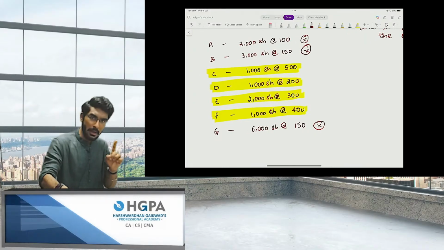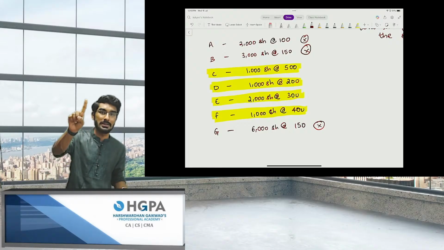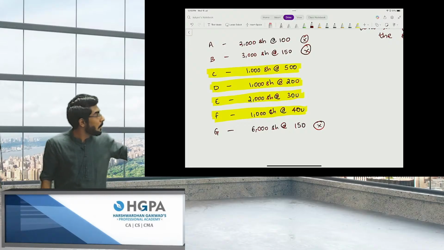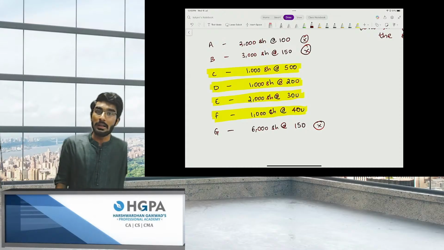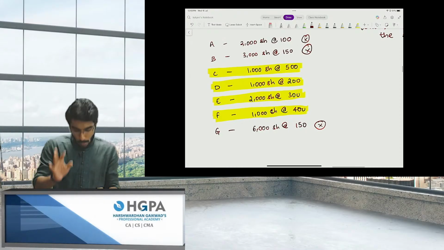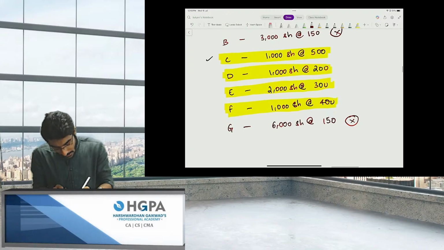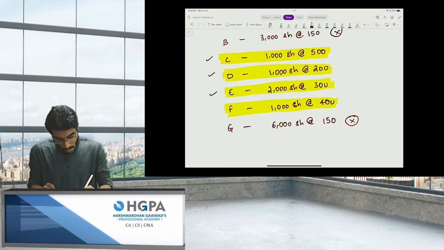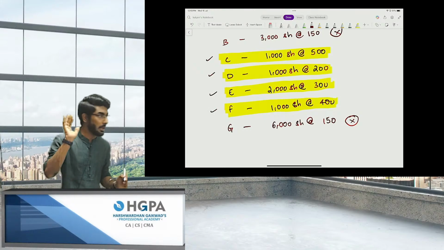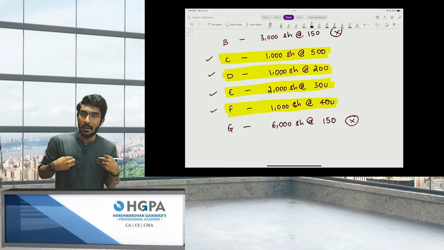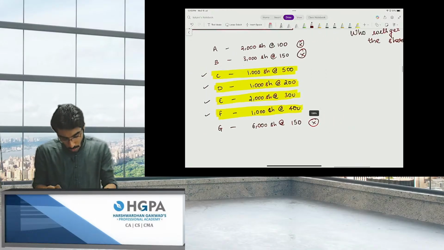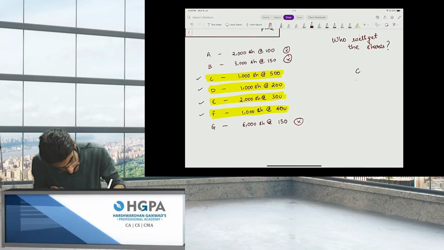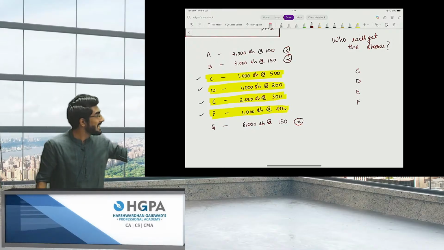But over here, people, tell me, maximum price was quoted by C. After that, maximum price was quoted by F. And then maximum price quoted by E. And then followed by D, people. Now let's try to add them. 1000 shares plus 1000 is 2000. 2000 shares plus 2000 shares is 4000. 4000 shares plus 1000 is 5000. So people, obviously I know that I will give my shares to C, D, E and F.